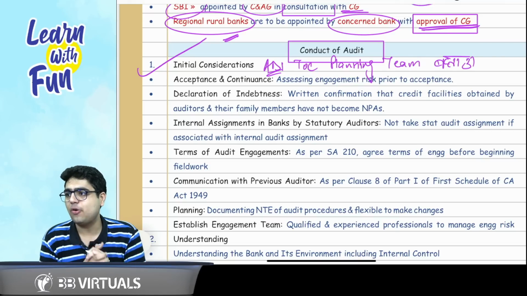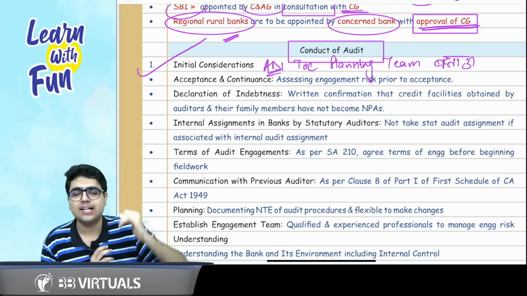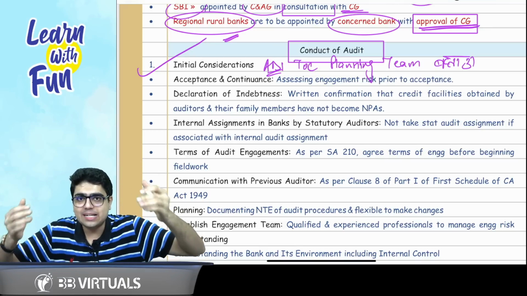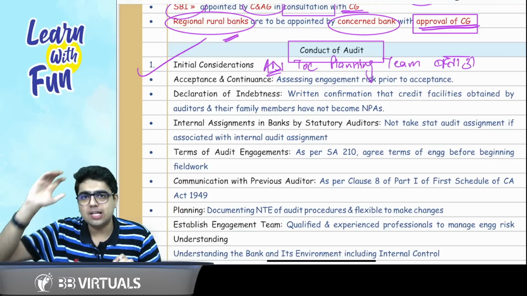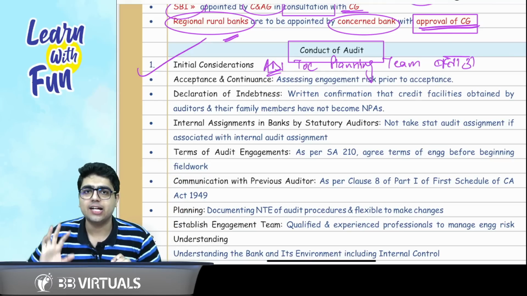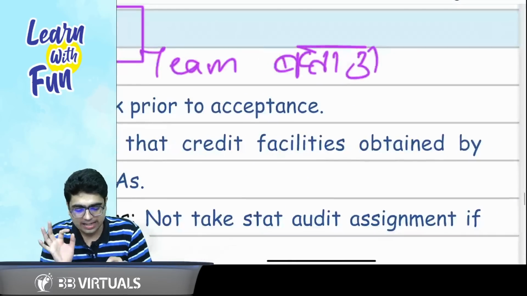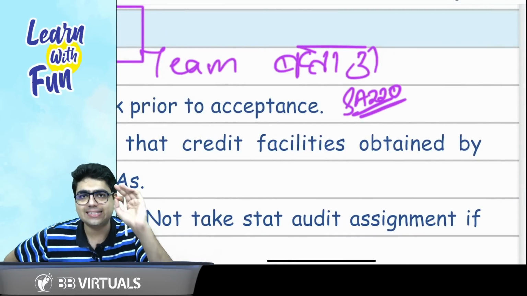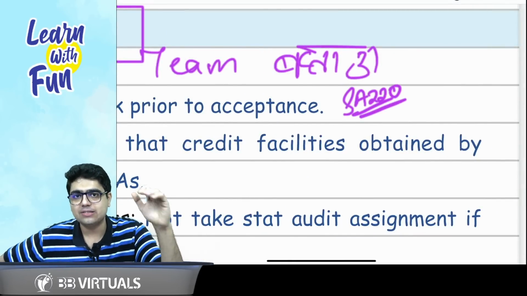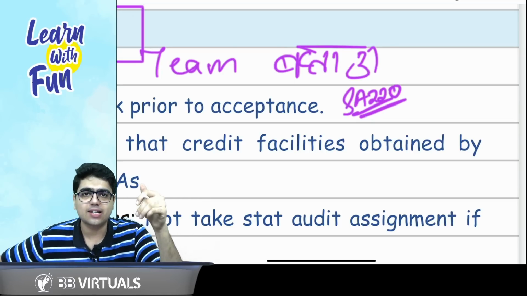Sir, what was the point? ADI means acceptance and continuance of client relationships. Can anyone tell me what are the points that we consider in accepting and continuing the client relationship? They are given in SA 220, that is SECI. That is the significant matters that arose in the previous engagement and in the current audit engagement.